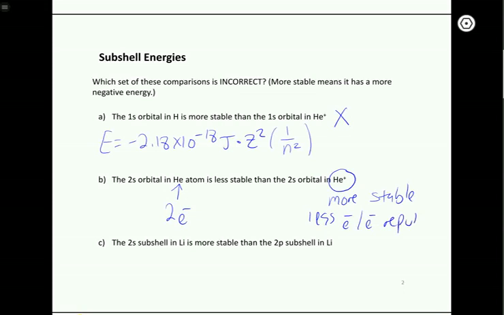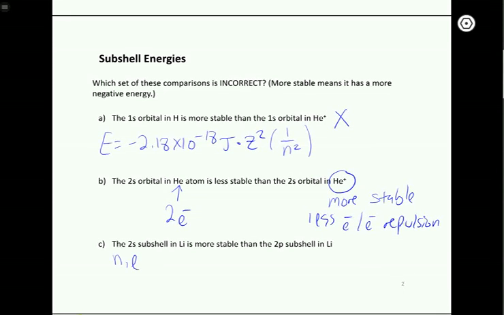And then finally, the last one, we're talking about the 2s subshell in lithium is more stable than the 2p subshell in lithium. So this is where, if we have a multi-electron atom, the value of n and l determine energy. Okay, so we have to think about both the first and the second quantum number. So both of these determine the energy of our subshell, and that's where we get the ordering that we have from the periodic table that tells us which subshells get filled first.